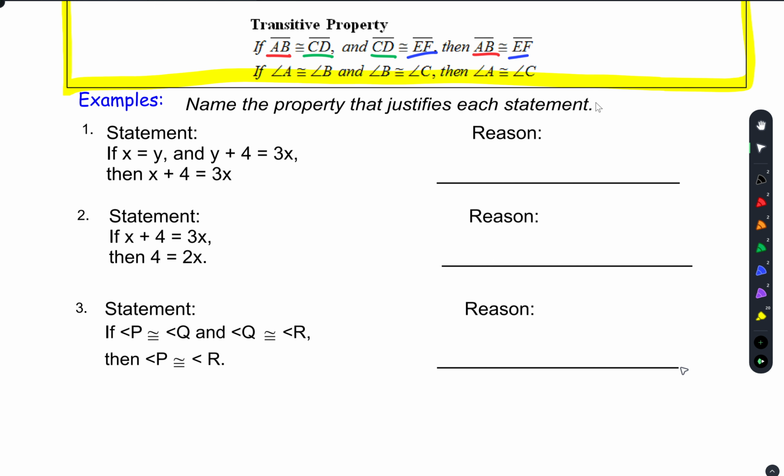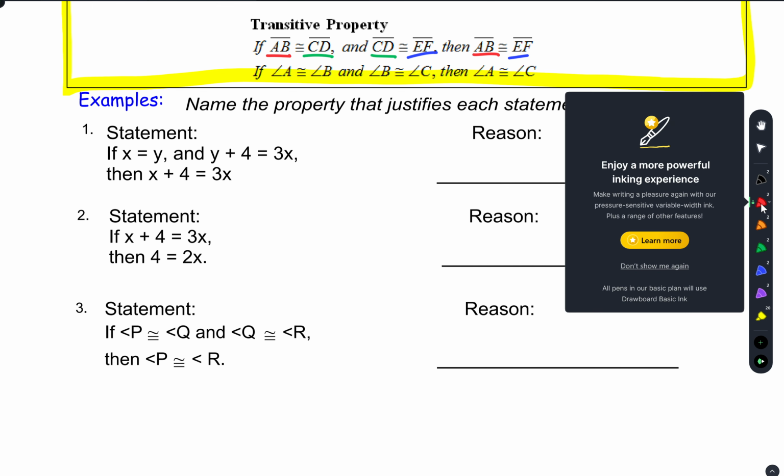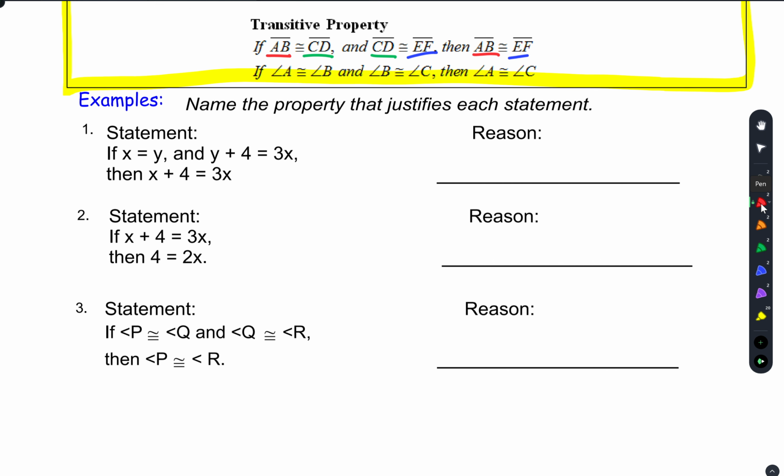Caitlin, what do you think? Give it a guess. What would you say we are adding to both sides? No, we're not adding 4 to both sides. Somebody else? Gabby? Yeah? Yeah, it is. We're substituting.